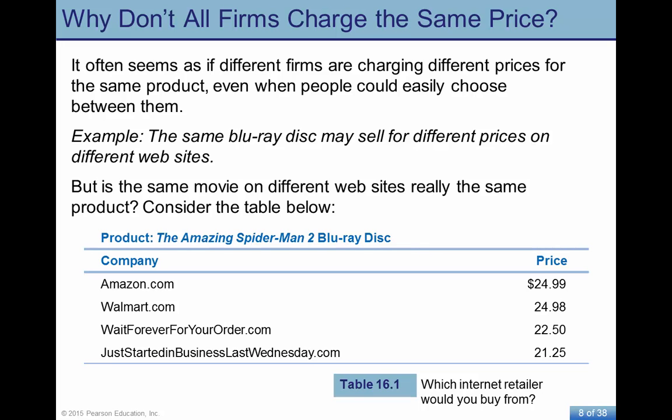Product: The Amazing Spider-Man 2 Blu-ray disc. Amazon.com, selling price $24.99. Walmart.com, selling price $24.98. Wait forever for your order.com, price is $22.50. Just started in business last Wednesday.com, price is $21.25. Which internet retailer would you buy from?